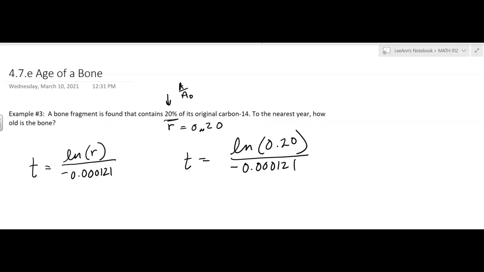Remember, when we put in the natural log, it opens the parenthesis, and you have to close that parenthesis before you hit the division. Your calculator won't know what you mean otherwise. And I am getting it to be about 13,301 years old. So the bone is about 13,301 years old. So I'll just round to the nearest year. It says to the nearest year, how old is the bone? Okay.